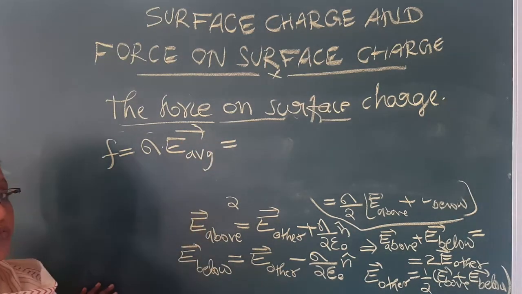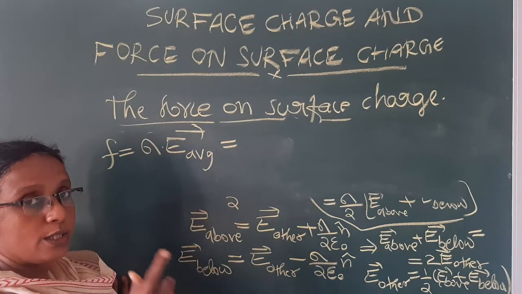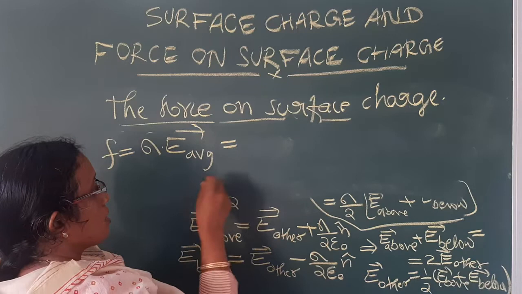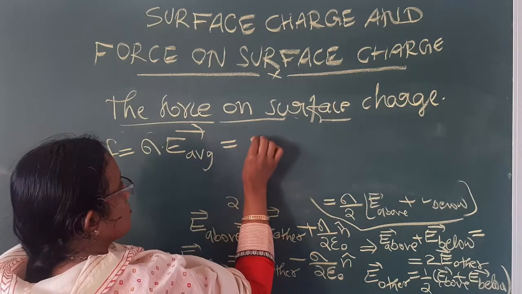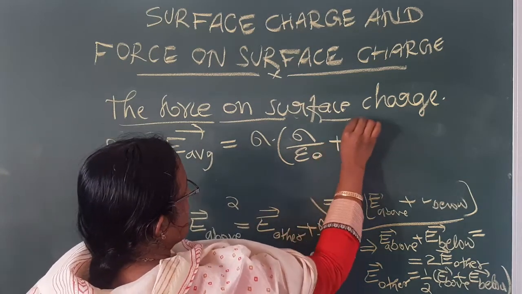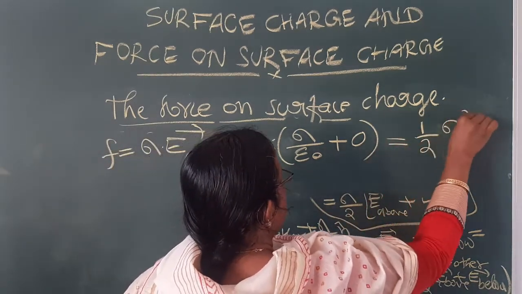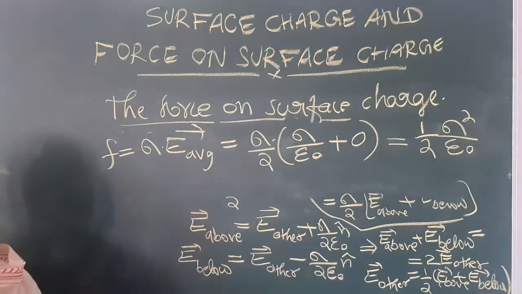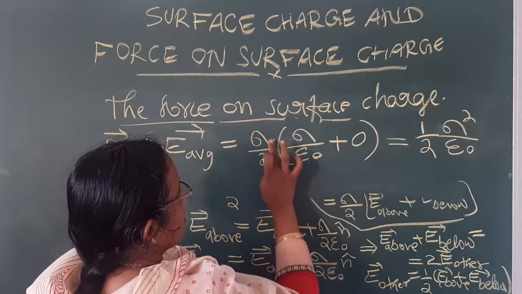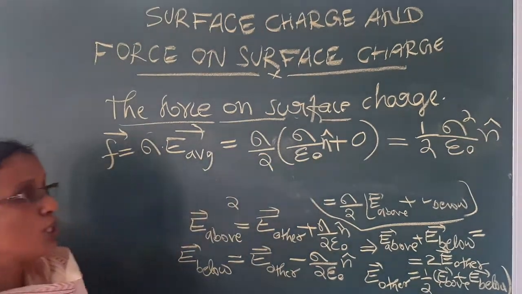In the case of a conductor, we know that the electric field below the surface, inside the conductor, is 0, and the electric field just outside the conductor is sigma by epsilon 0. So you can replace this with that expression, and you get sigma into (sigma by epsilon 0 plus 0) by 2. This is the average value, and this gives you half sigma square by epsilon 0. This is the force on the surface charge density sigma, and it is directed along the n cap direction, normal to the surface. Electric field is directed normal to the surface.